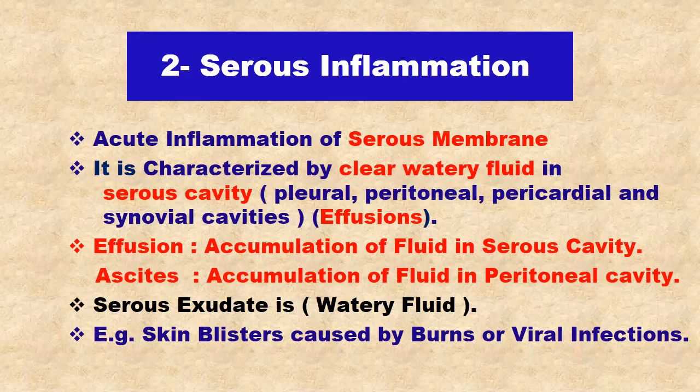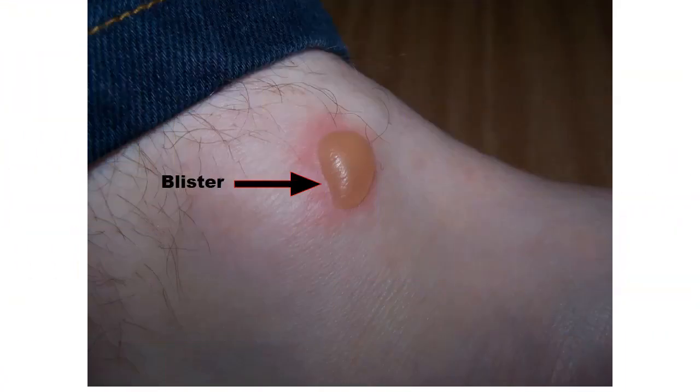Other examples of accumulation of serous fluid are skin blisters resulting from burns or viral infection. This is a burn blister in the skin resulting from the accumulation of serous fluid within the epidermis of the skin, and it is an example of serous inflammation.